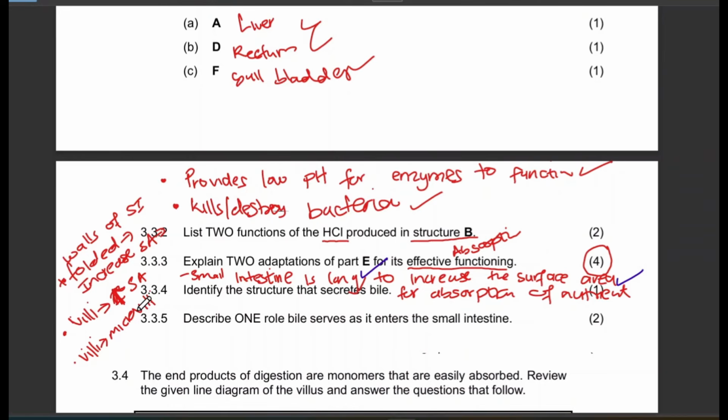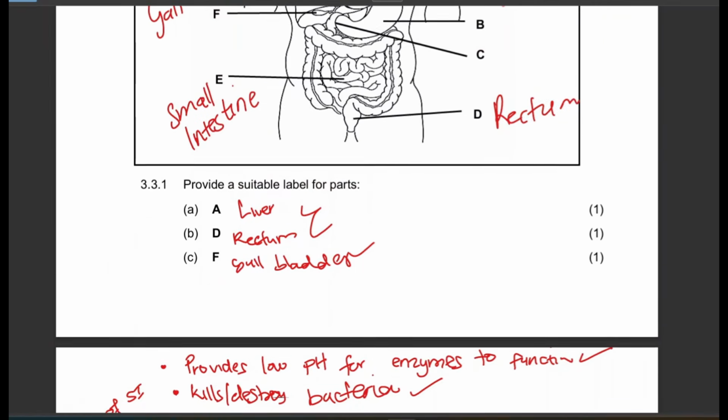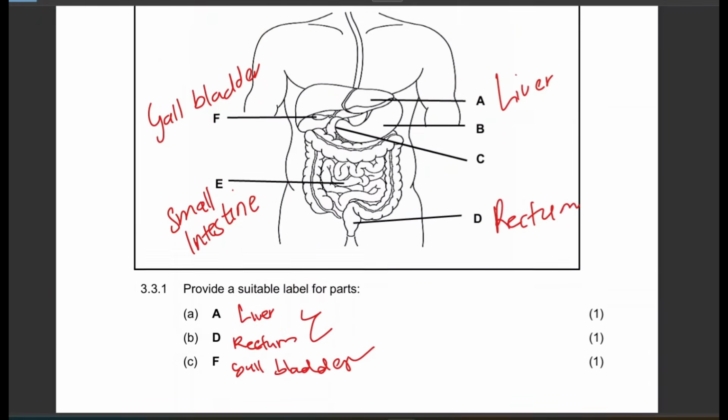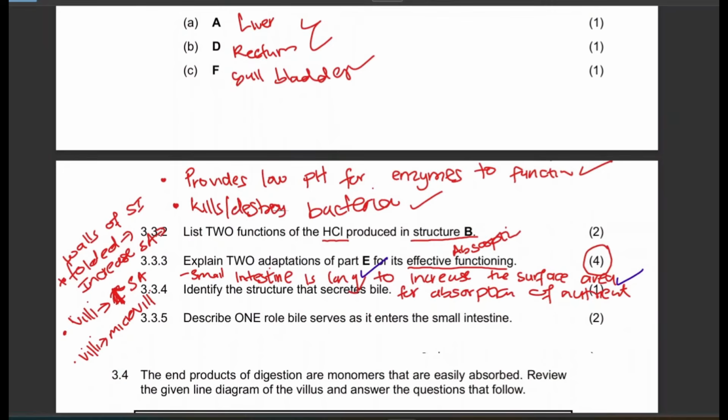Okay, next question. Identify the structure that secretes bile. Now, we are just identifying. They didn't ask us to give the letter or match with the diagram, but I guess it's safe to do that. That is A, that's the liver. Now, since they've just said we must identify, we can just write liver, or if you referred back to the diagram, you could have written A.